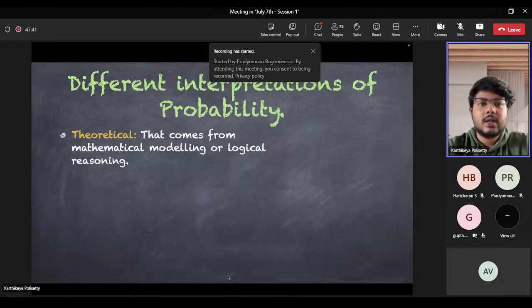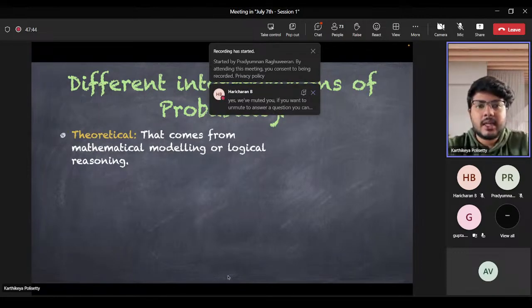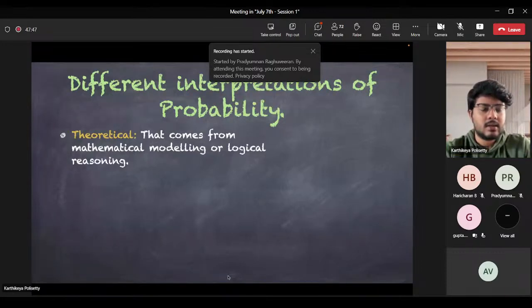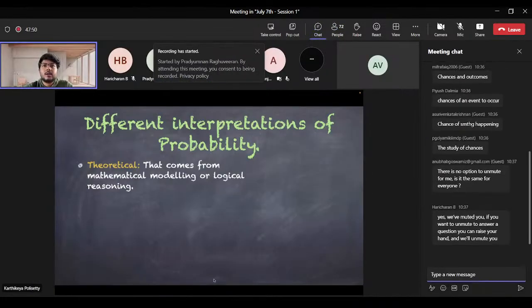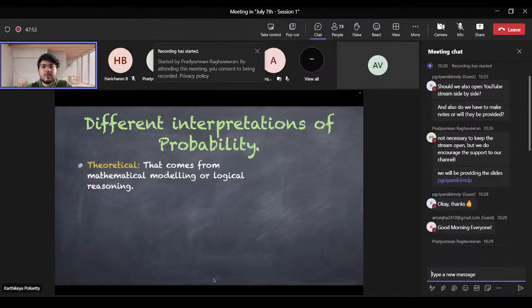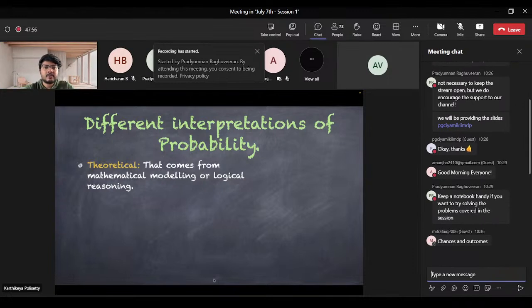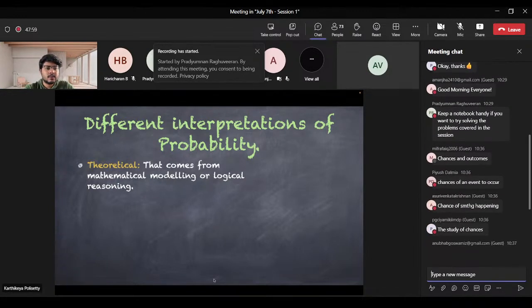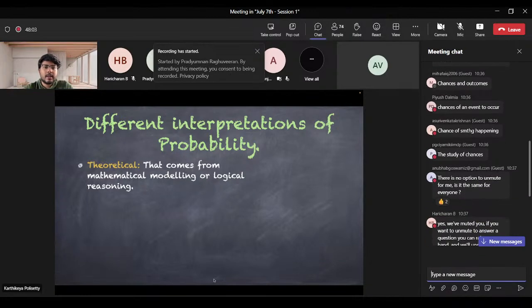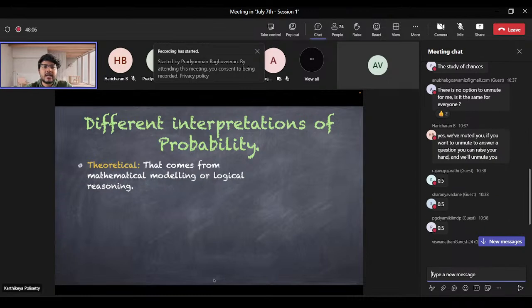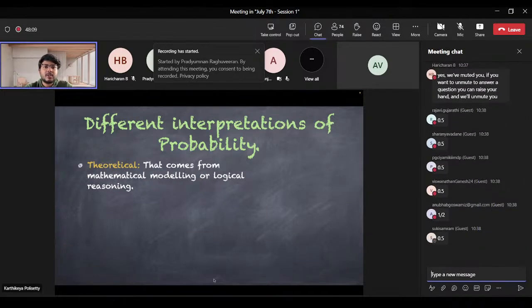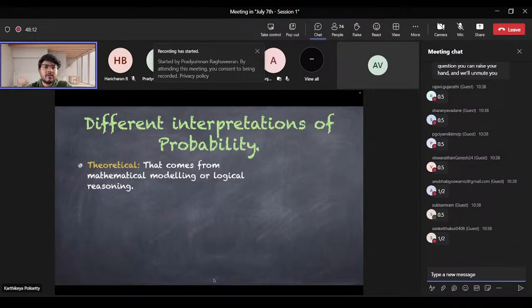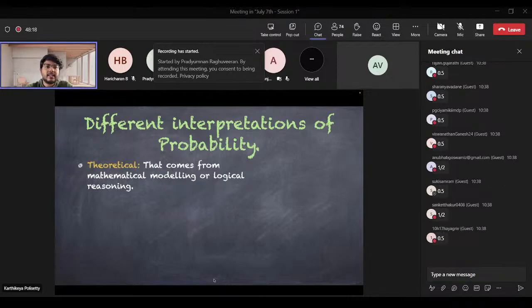Theoretical interpretation comes from mathematical modeling or logical reasoning. Someone can answer, if we toss a coin, what is the probability of getting a head? Yeah, it's 0.5. How are we calculating? We are theoretically calculating that there are two possibilities, heads or tails. The possibility of getting head is 1 out of 2, so it is 0.5. This is the theoretical interpretation of probability.